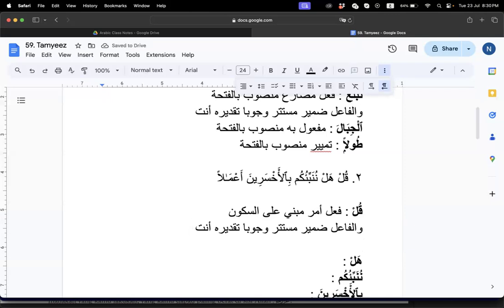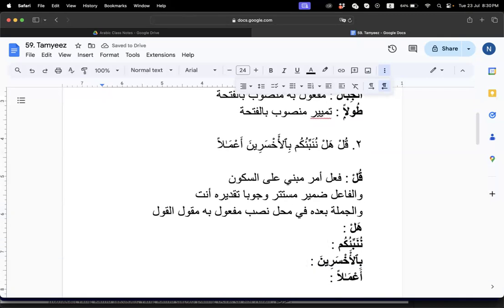So after qul, we say maqula, and the jumla after it is in mahal nasb, maf'ul bih, maqul al-qawl. Good. And then hal. Hal is our question word, sister. So hal is harf, harf istifham. And because it's harf, it will be la mahala laha, but we'll do that later. We haven't actually got to that topic.